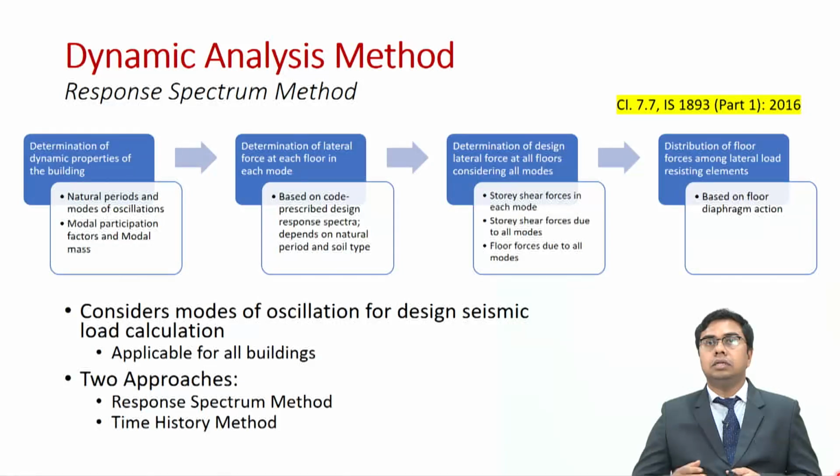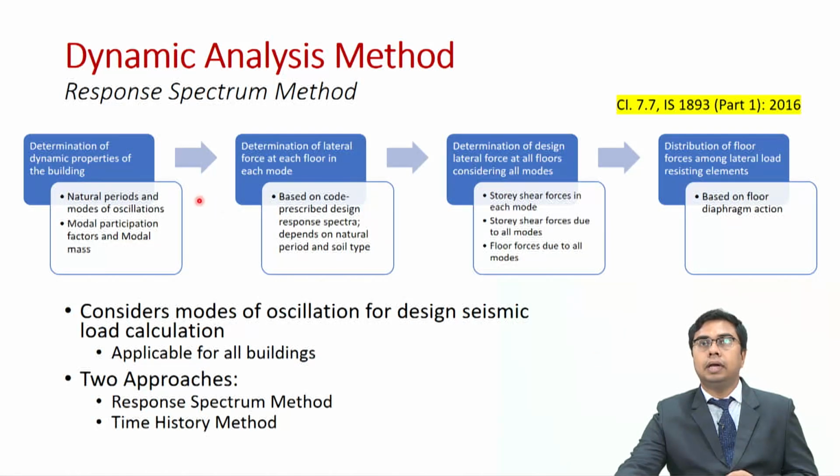response spectrum method. In the response spectrum method, the first step is to determine various dynamic properties of the building. It includes natural periods and modes of oscillations. It also includes modal participation factors and modal masses.